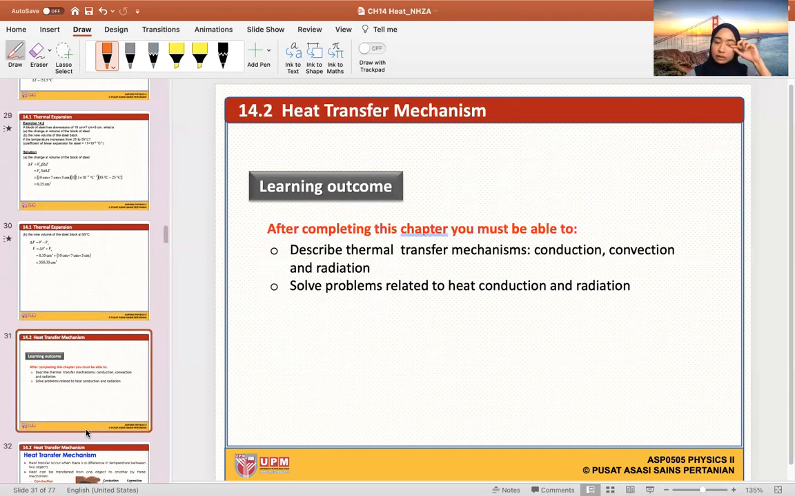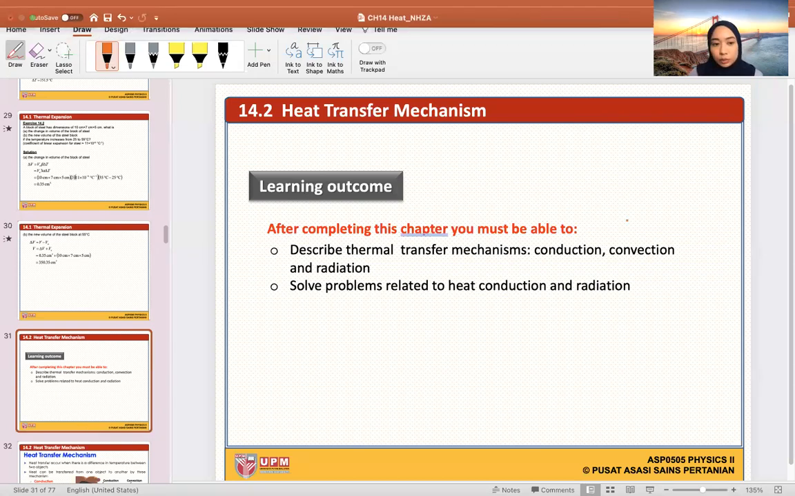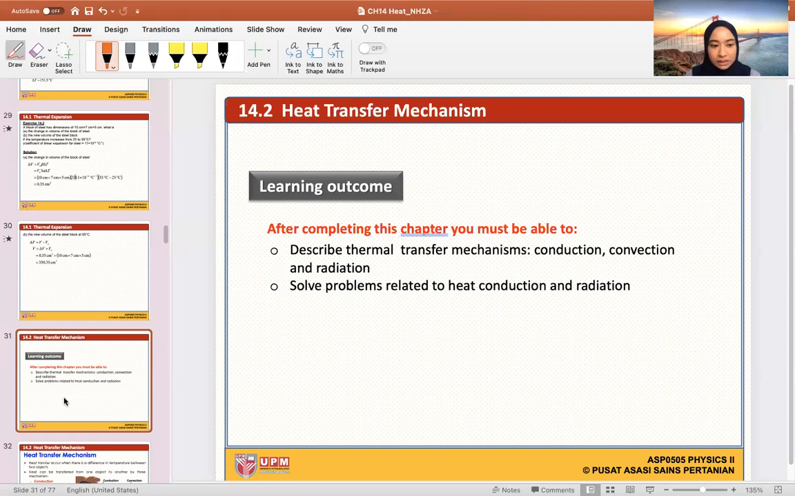Nanti, okay. So kita nak move on to heat transfer mechanism. What time is it? Lagi 20 minutes, okay. Bear with me, please. Heat transfer mechanism. New subtopic. So the learning outcome for this subtopic is you have to know how to describe thermal transfer mechanism, which is conduction, convection, and radiation. And then you have to solve problems related to heat conduction and radiation.